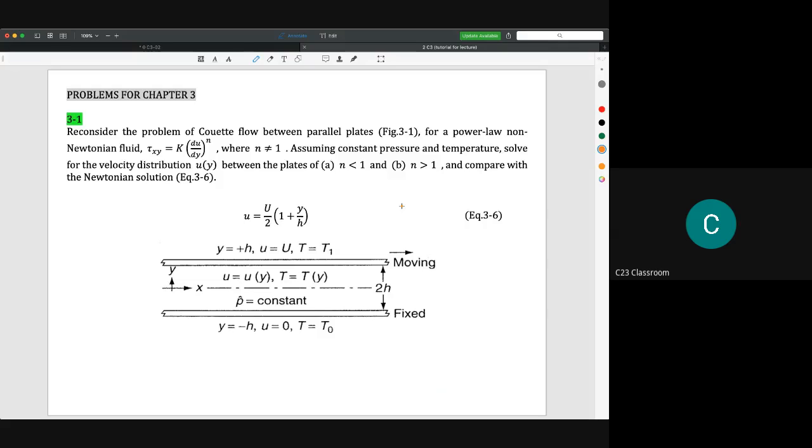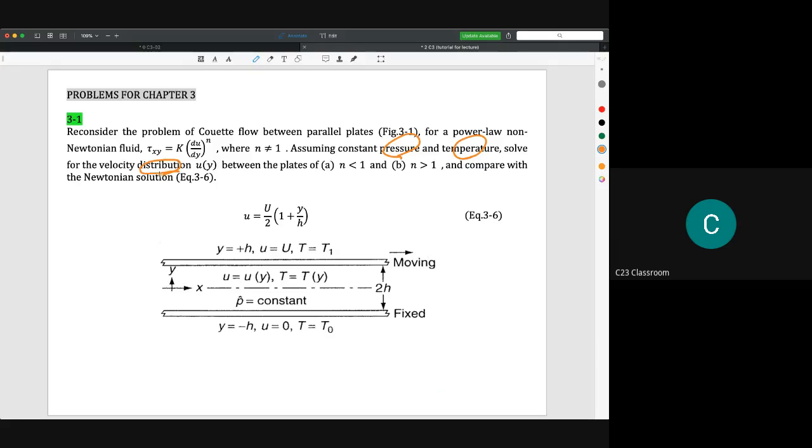So let's say for question 3.1, we consider the Couette flow between parallel plates shown in this diagram for a power law non-Newtonian fluid. So tau is equal to k (du/dy) to the power of n, where n is not equal to 1. Later on we will discuss the power. And we assume that the pressure is constant and the temperature is also constant, and solve the velocity distribution.